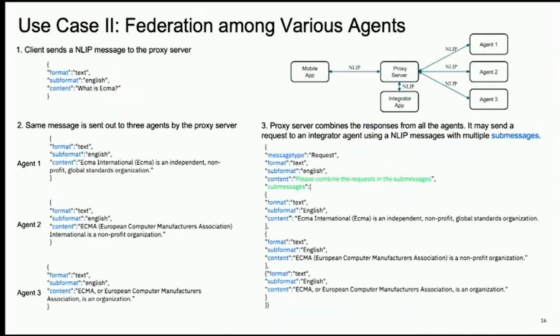This is a use case that walks through a federation amongst various agents. The client sends the same question to the proxy server. The proxy server then sends this to the three agents, agent 1, 2, 3, that may respond back with three different definitions of ECMA. The proxy then combines the responses and uses the submessage field and sends it to the integrator app, requesting that it integrate, synthesize this, and provide one response, which it does, and responds back to the user. So this is an example of how you can use the submessage field.